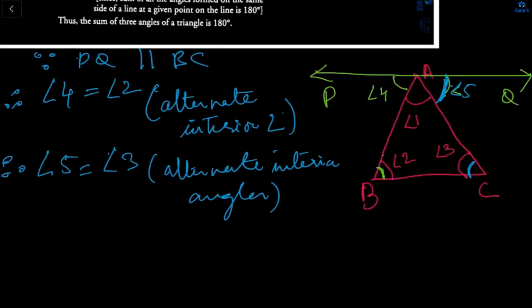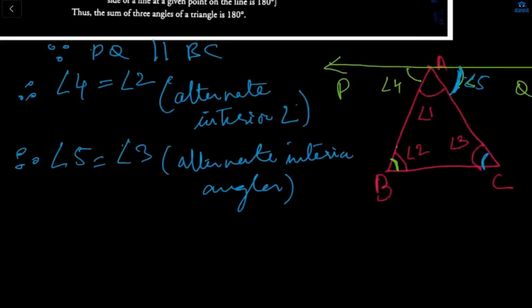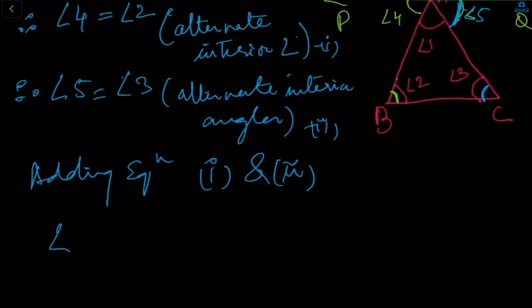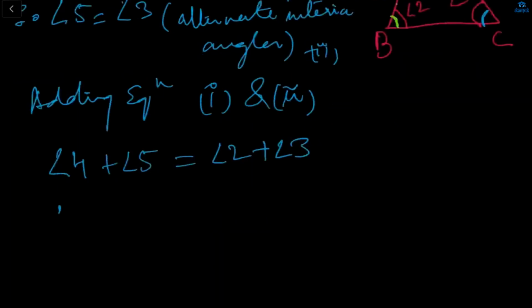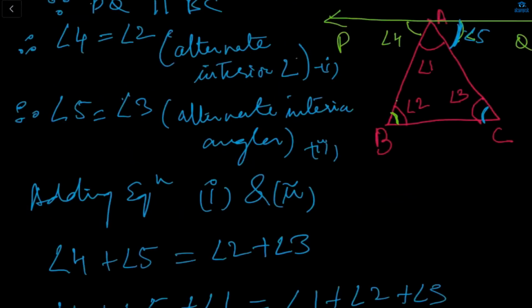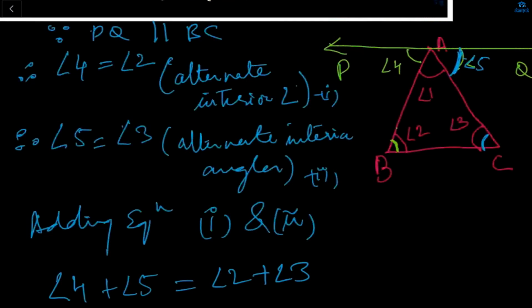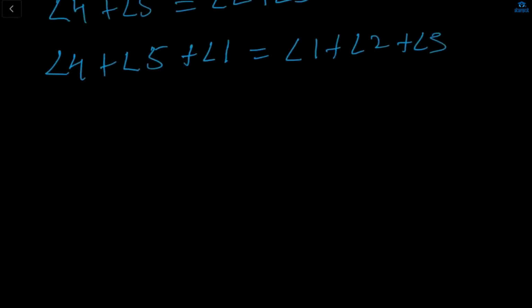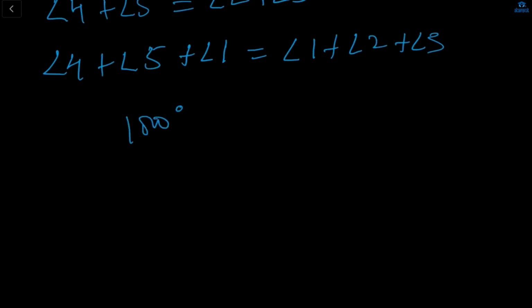Now if we add both the equations, this is the first and this is the second, angle 4 plus angle 5 is equal to angle 2 plus angle 3. Now we add angle 1 on both sides. We can add the same thing on both sides. Angle 4 plus angle 5 plus angle 1 is equal to angle 1 plus angle 2 plus angle 3. Since PQ is a straight line and all three angles lie on it, angle 4 plus angle 5 plus angle 1 is equal to 180 degrees. Am I right or not? So angle 1 plus angle 2 plus angle 3 is equal to 180 degrees, as proved.